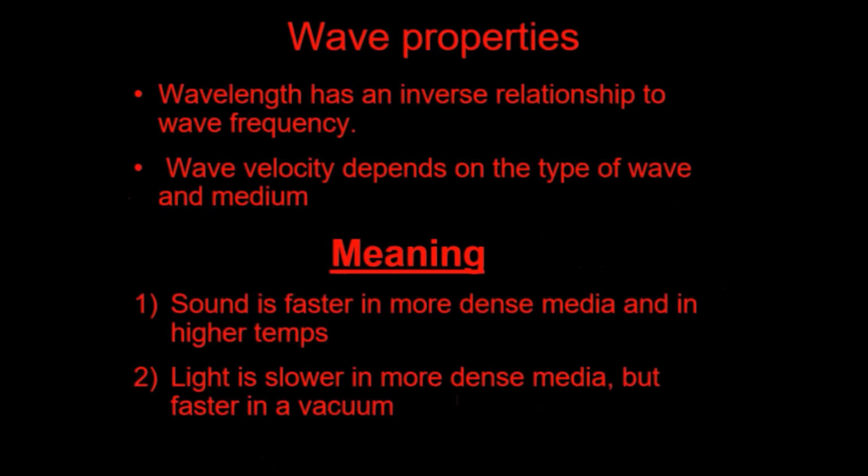Now, waves will behave differently in different media. That means sound is faster in more dense media and in higher temperatures, and light is slower in more dense media. So light is kind of the opposite of sound. Sound requires particles very well packed together to more easily translate its mechanical wave. Something like light moves faster when there's less material around, where there's less things for it to bump into and interact with. So wave velocity really depends on the type of wave and the medium.